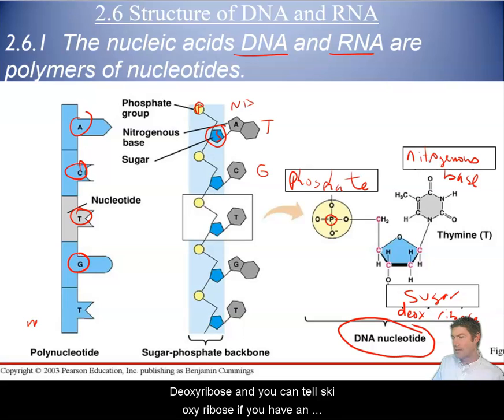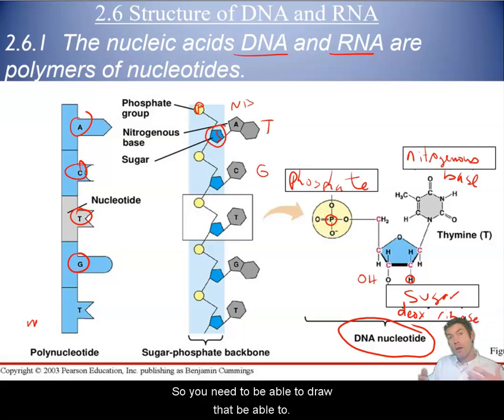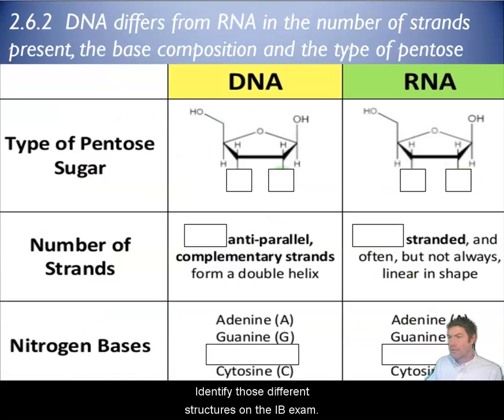Deoxyribose. And you can tell it's deoxyribose if you have an OH and then an H. We'll get to that in a second. OH here and then a regular H. So you need to be able to draw that, and be able to identify those different structures on the IB exam.